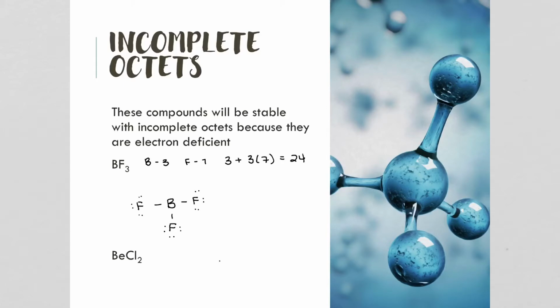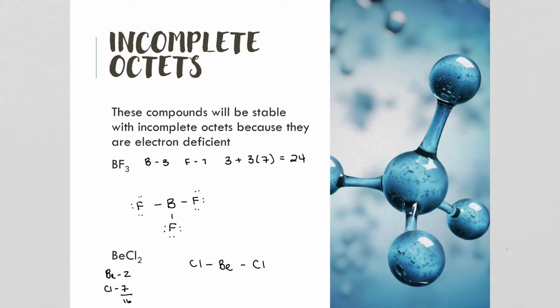BeCl2. So we have beryllium, and then we have 2 chlorines. So we'll draw our initial bit here, but first we need to figure out how many electrons we have to share around. So beryllium has 2 electrons and chlorine has 7 each. So there's 14, 15, 16. So a total of 16 electrons.